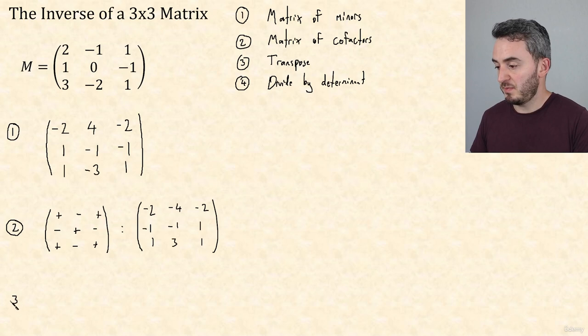Step 3, transpose. So the transpose of a matrix is simply where all the rows and the columns flip along the diagonal.